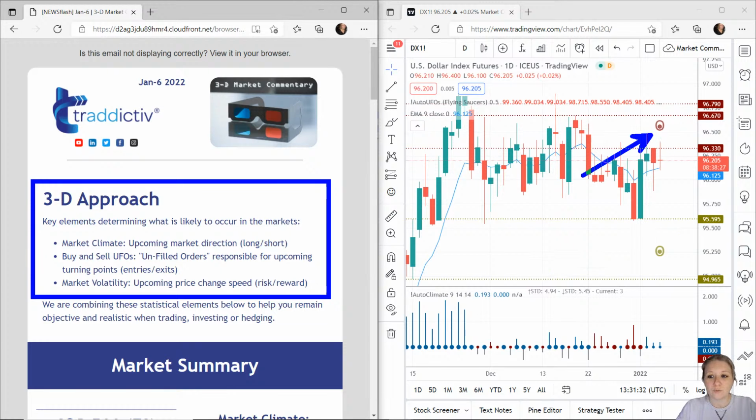If it's a little red UFO, with again the prices on the right hand side, that tells us where the sellers are and therefore where price is likely to come down from.